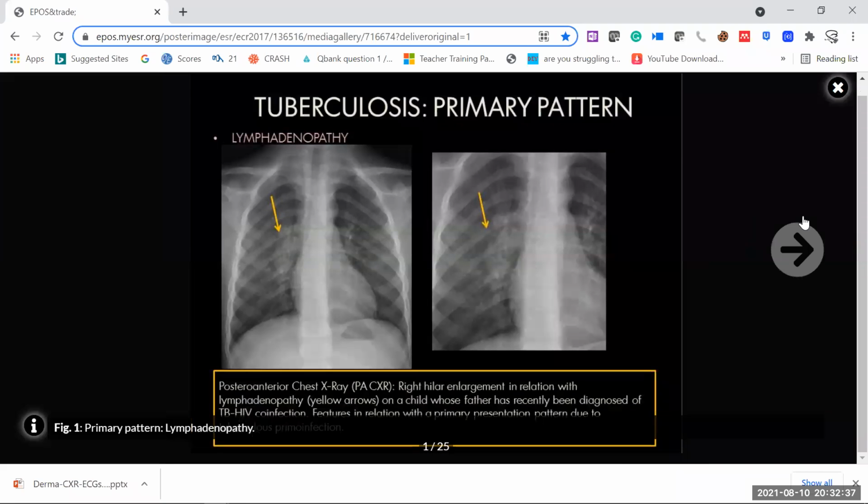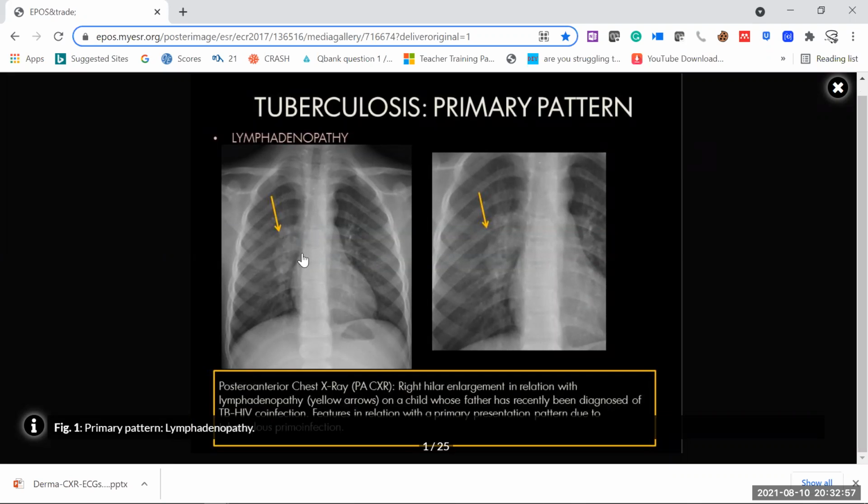Okay. So this is the first pattern, the first picture of tuberculosis. That's called the primary pattern in tuberculosis, where you can easily differentiate lymphadenopathy. Here in the X-ray, you can see it mainly in the hilar region, this whitish area, especially in the hilar region.